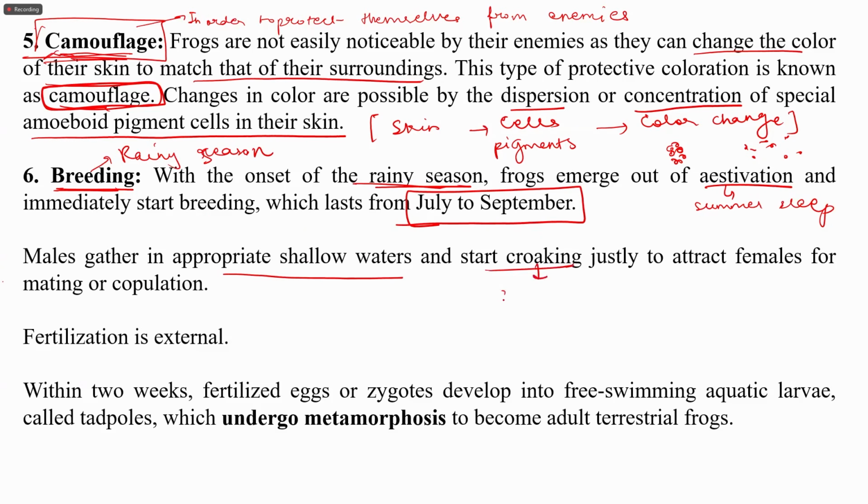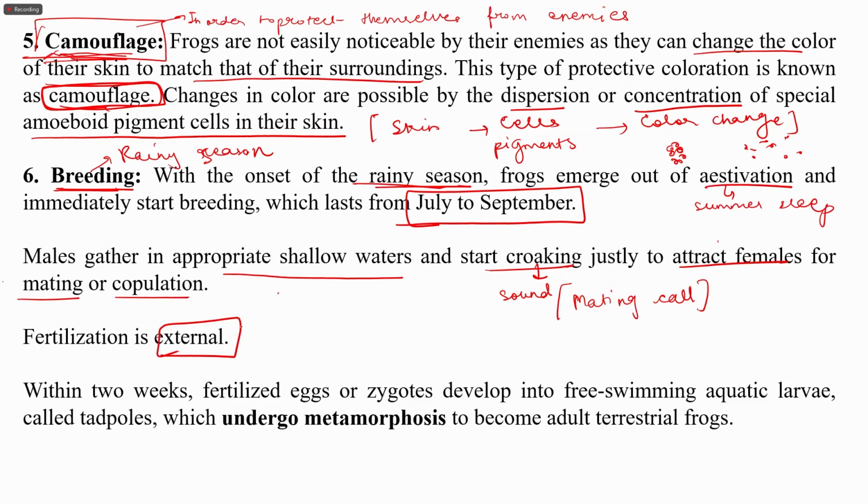We know croaking is the sound produced loudly by the males to attract the females. So it is the mating call also, just to attract the females for mating or copulation. Croaking is the sound that male frogs usually make in order to attract the females for mating or copulation.